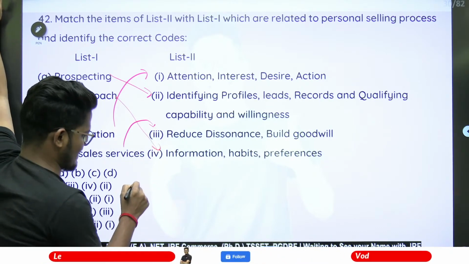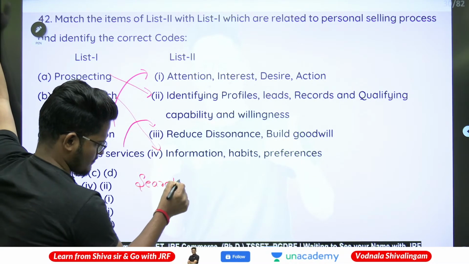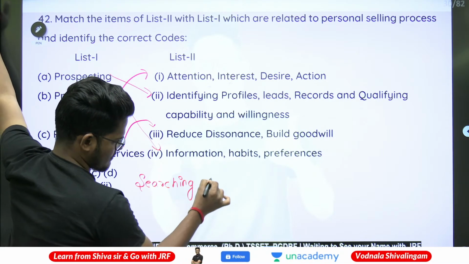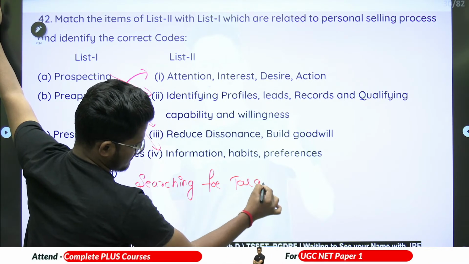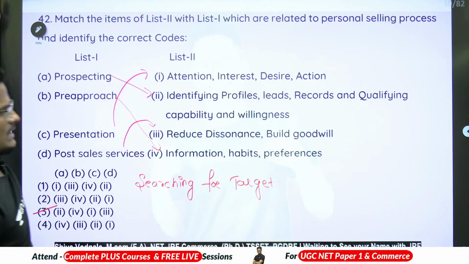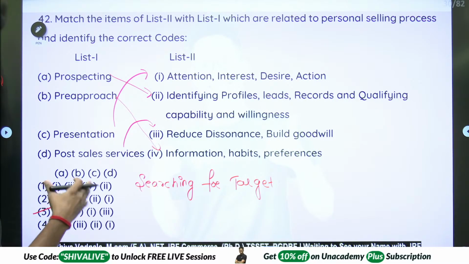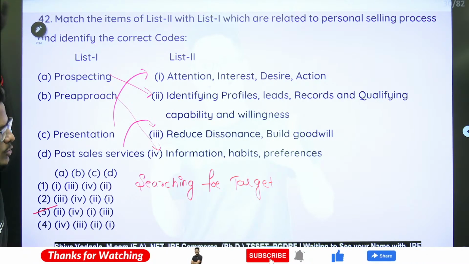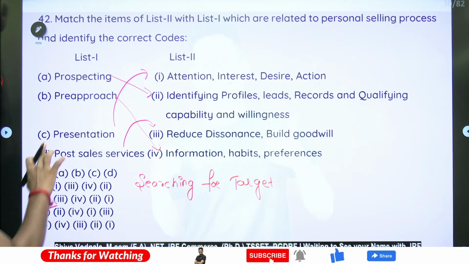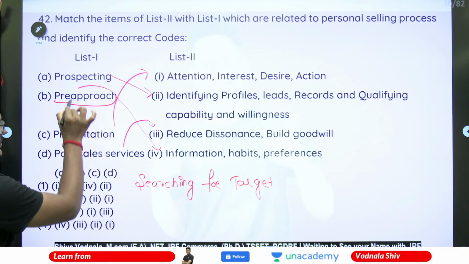Prospecting is actually searching for a target. Like who? Prospecting means identifying profiles or leads which can be meeting our requirements, that is, who can be capable and willing to work with us. And pre-approach here is indicating the fourth one, information and habit. So these are the requirements that we are having.